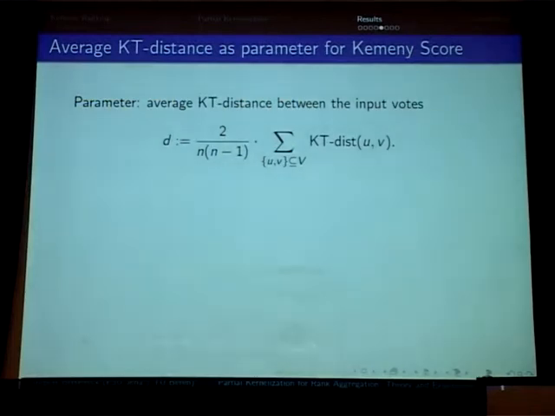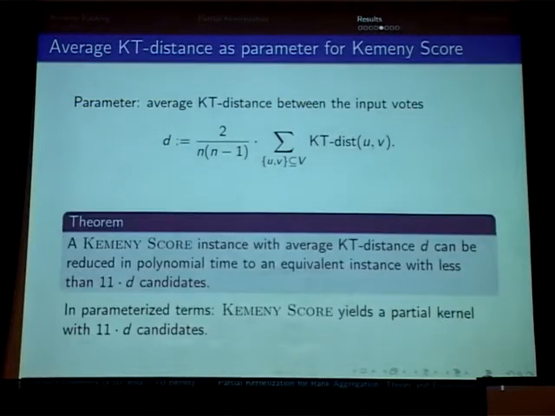Okay, and now we consider the parameter average Kendall-Tau distance. Our main theorem is that a Kemeny score instance with average KT distance D can be reduced in polynomial time, and this is done by only the first rule that only considers non-dirty candidates. This is even sufficient for this theorem. And it is reduced into an equivalent instance with less than 11 times D candidates. And in parameterized terms, that means that Kemeny score yields a partial kernel with 11 times D candidates.